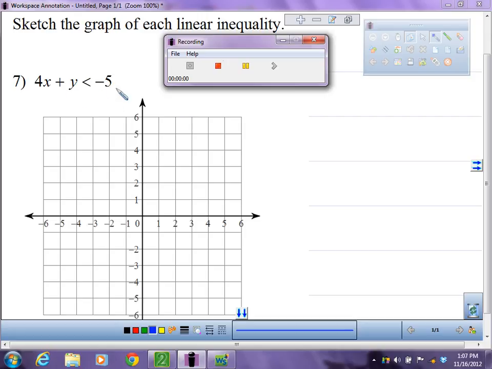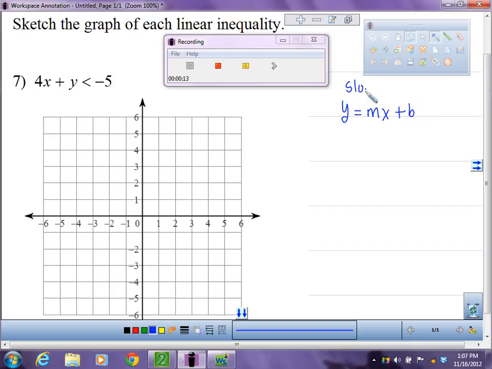Okay, notice this one is a linear inequality. So for linear inequalities, you gotta follow your model of y equals mx plus b. Remember, we call this the slope-intercept form. And hopefully by now we're used to moving things around.